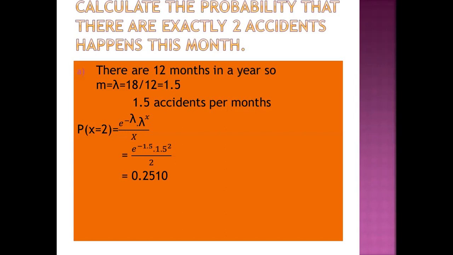So considering the formula, there are 12 months in a year, so the mean will be equal to 18 divided by 12, so 1.5 accidents per month. Applying the Poisson formula, the answer will be 0.25. This is the probability of having exactly two accidents this month.